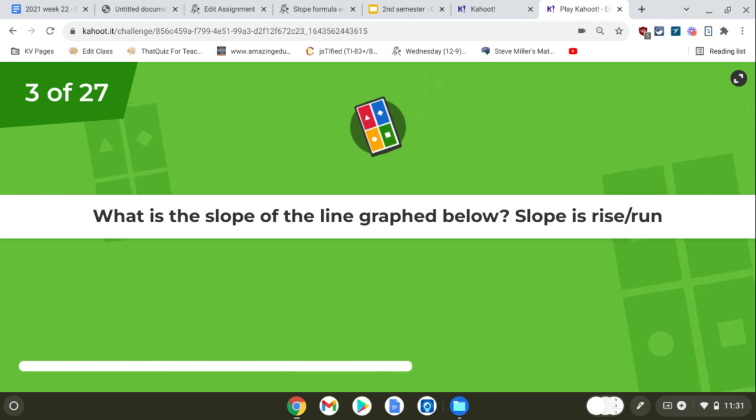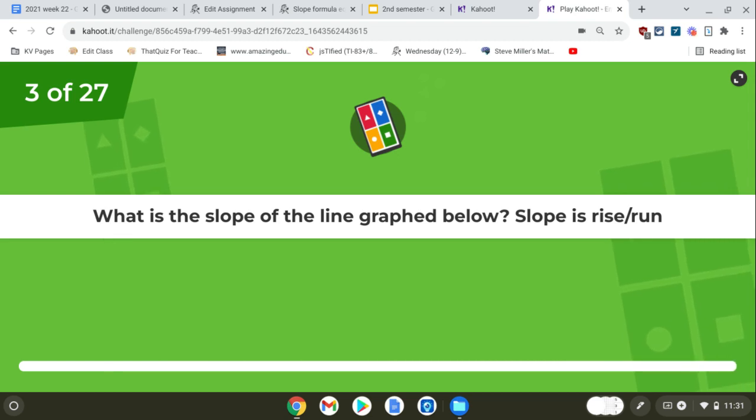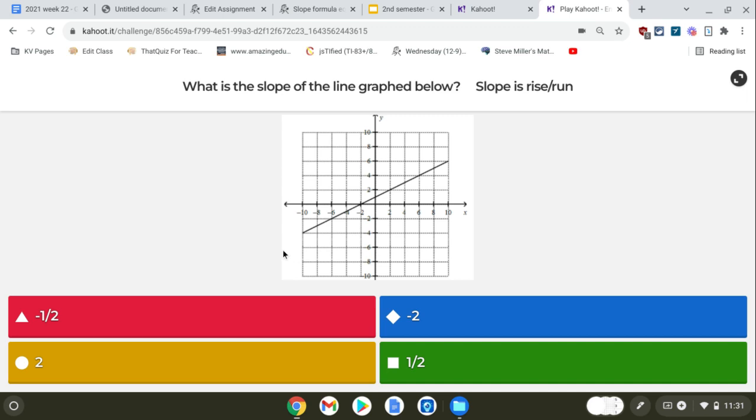All right, what's the slope of the line graphed below? So I noticed first thing that it's a positive slope because it's angled uphill, I guess. Or, from left to right, the function is getting bigger. It's getting taller. It's either 2 or 1/2.